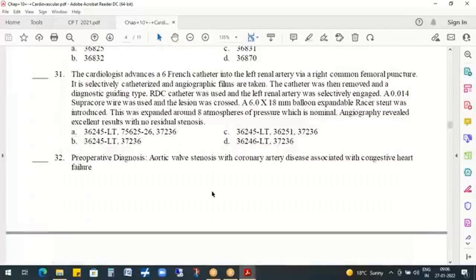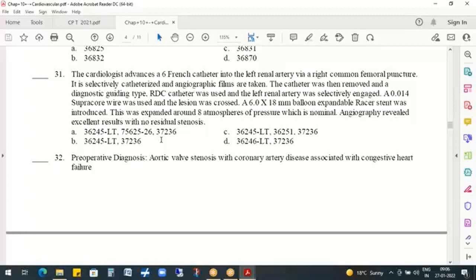36245. 36245 is in the options A, B, C. Understood? Is that clear? Yes, sir. Now see the remaining options. Why? Because they performed a stent.